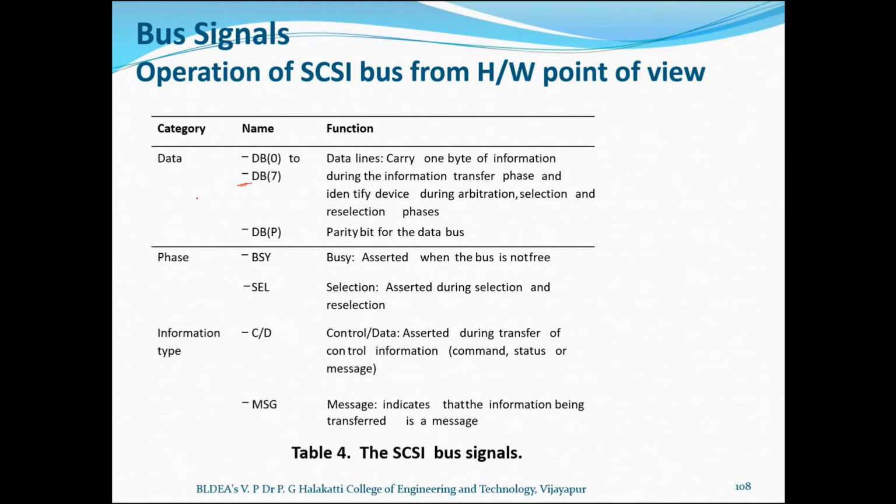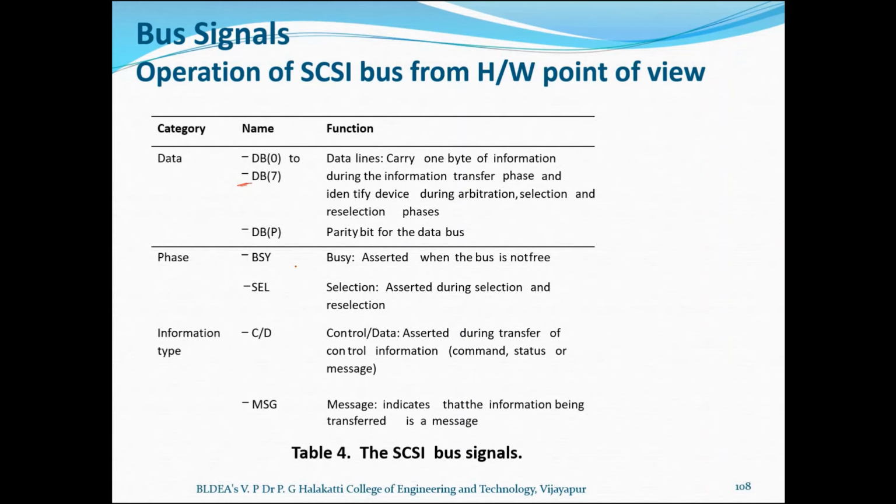Now in the data types we have DB0 up to DB7. So this is nothing but the data lines from 0 to 7. These lines carry 1 byte of information during the information transfer phase, and they identify the device during the arbitration, selection and reselection phases. The DBP is a parity bit for the data bus.